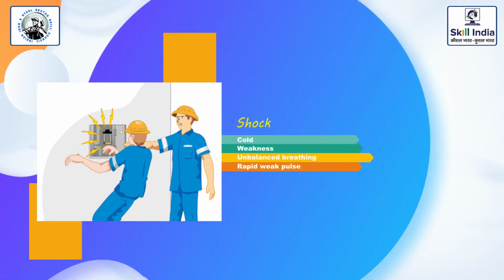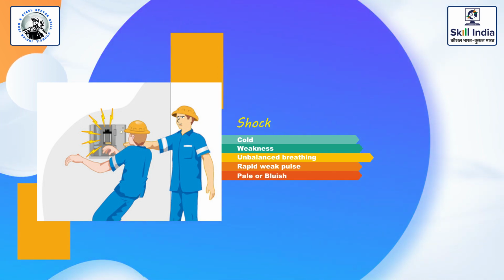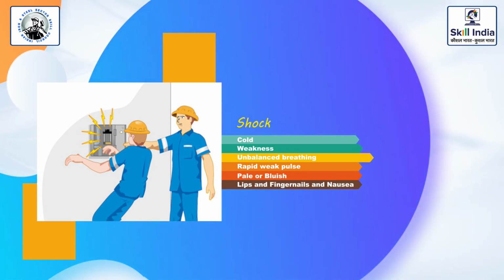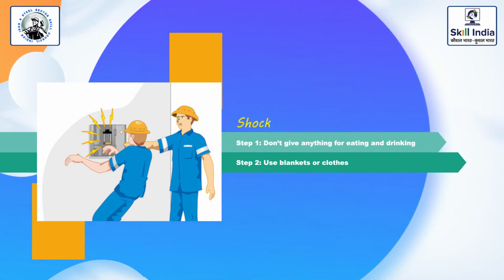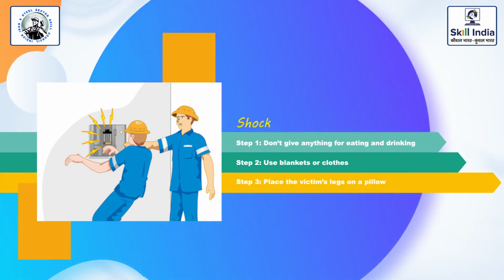Rapid weak pulse, pale or bluish lips and fingernails, and nausea. In this case, don't give the victim anything to drink or eat. Keep the victim warm with a blanket or clothes. Place the victim's leg on a pillow.